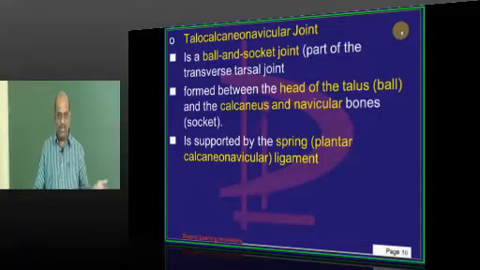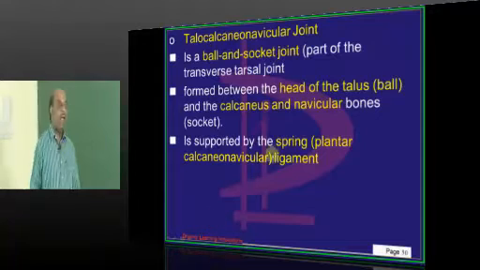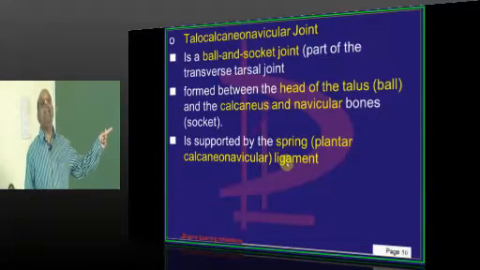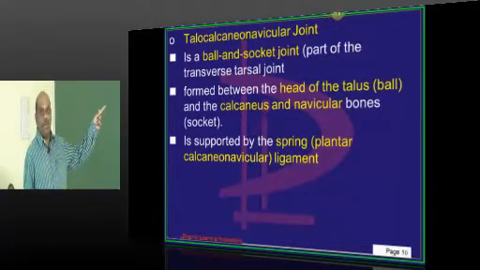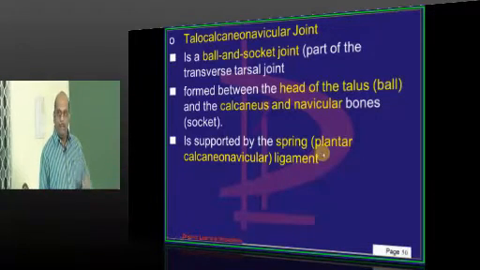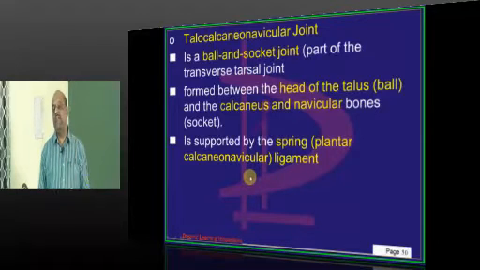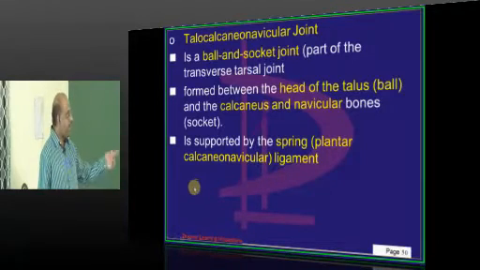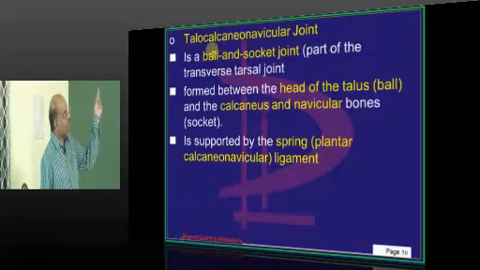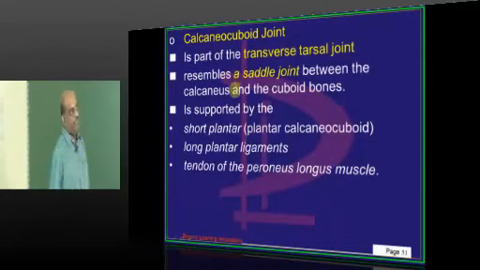There is a ball and socket on which we are dangling here and there throughout our life. And the spring ligament is the one which supports the talocalcaneonavicular joint. What is the spring ligament? It is also called the plantar calcaneonavicular ligament, which is called a spring. And that plantar calcaneonavicular ligament supports the talocalcaneonavicular joint is what I want to underscore.